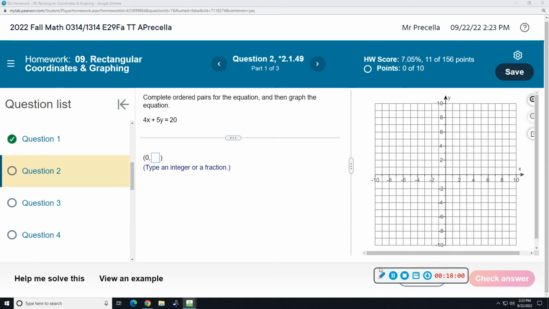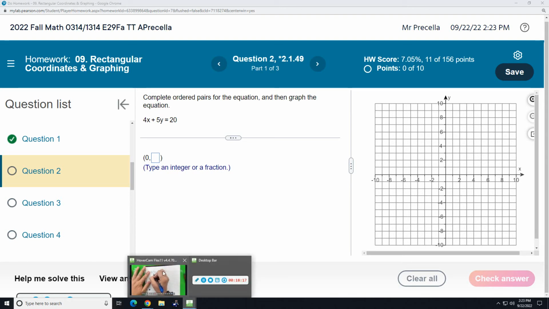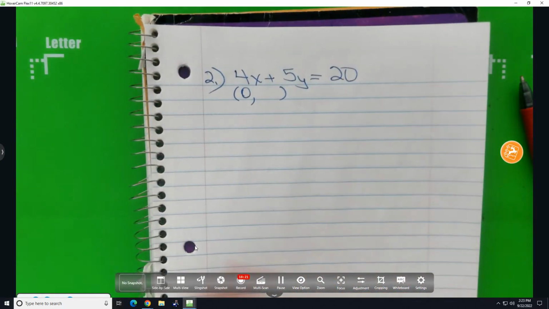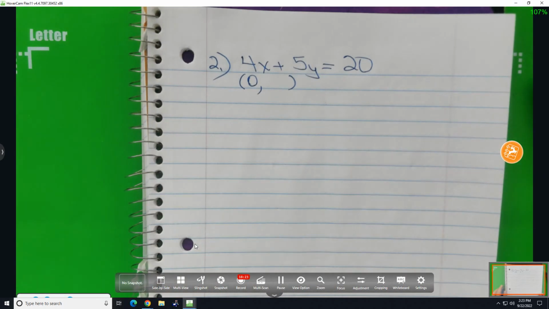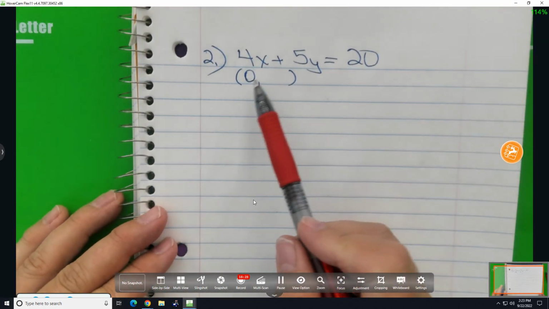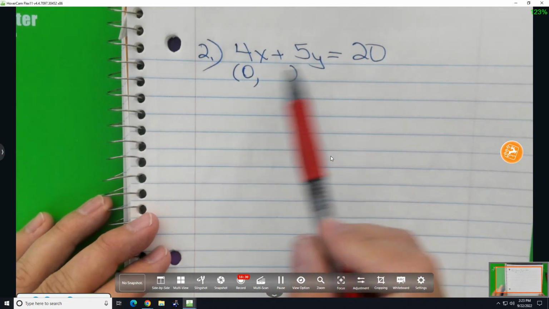Since we already know what the x is, we can just put it in: 4 times 0 plus 5y equals 20. I'm going to write the problem down. When you're doing it at home, a lot of you can do this without any work or writing, but our goal is to show our logic here. They're not using a table here; they're going through using ordered pair representation.